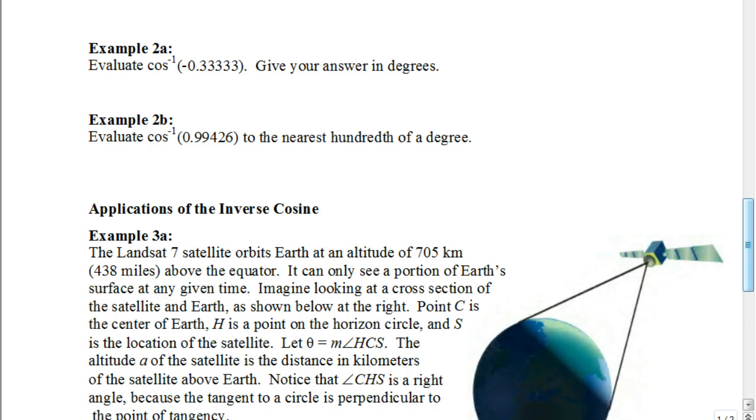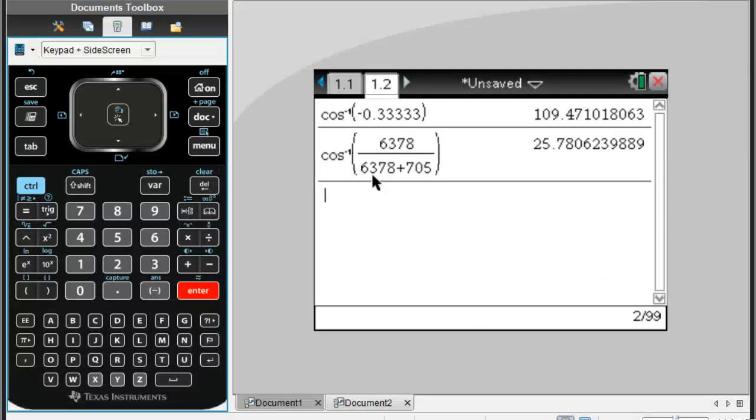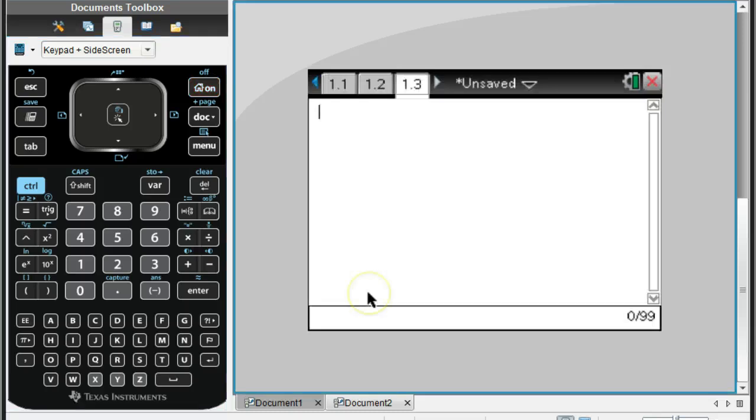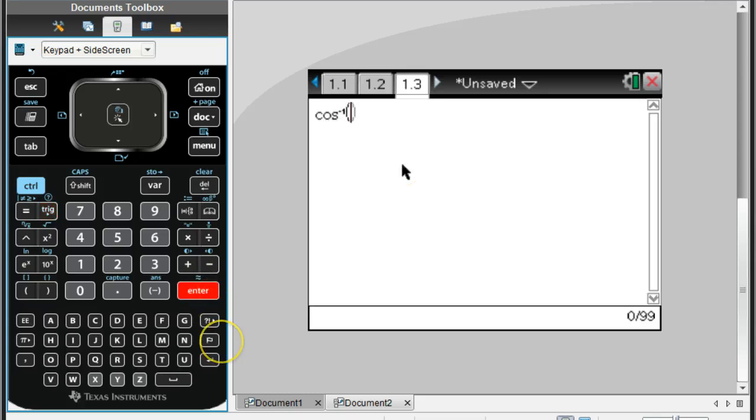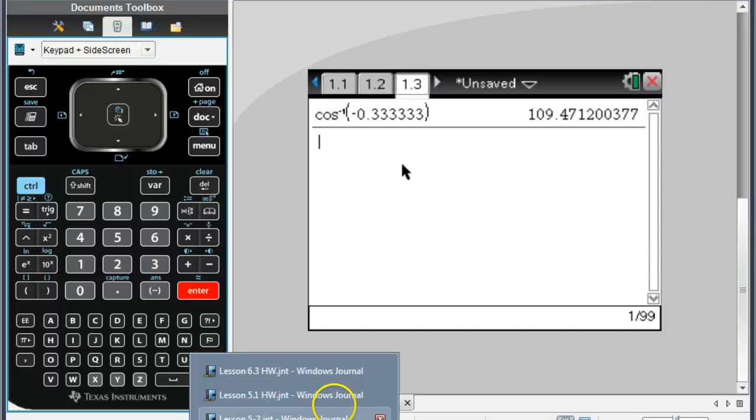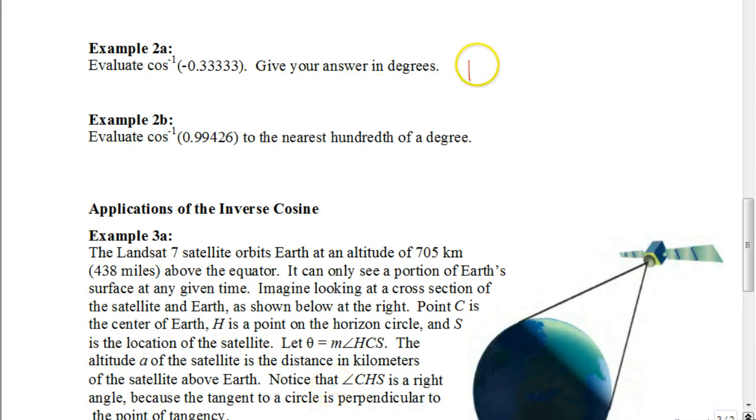Now, how would we do this on our calculator? If you remember from the trig button, we have all these options, and one of those is the inverse cosine. So if I select that, and we take the inverse cosine of -0.33333, hit enter, and we get 109.47 or 109.5 degrees. And that would be our answer. It's 109.5 degrees. So we're not going to do the next one because it's just as easy as plugging that in your calculator.